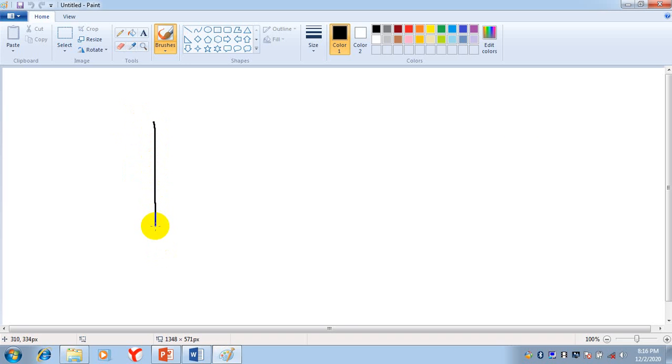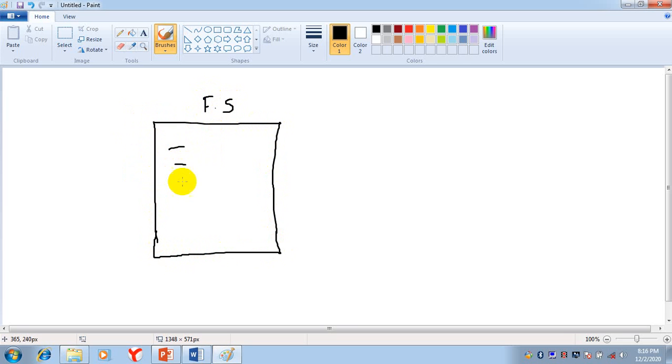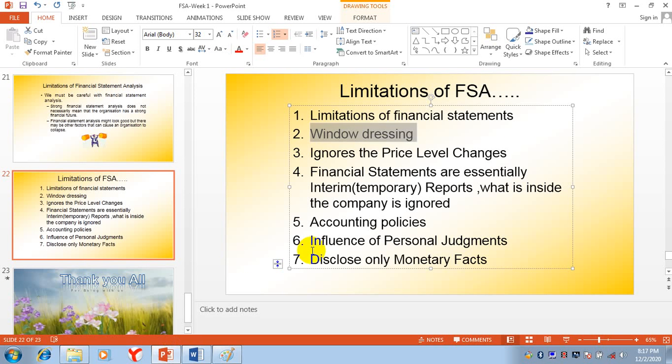Suppose this is a financial statement, and in this financial statement there are lots of bad things. But what the accountant did, he tries to show these things good. This is called window dressing. When accountants try to hide the facts, to show the bad things looking good, we call it window dressing. So if there is window dressing, then the analysis that we make from financial statements will also be a weak analysis.